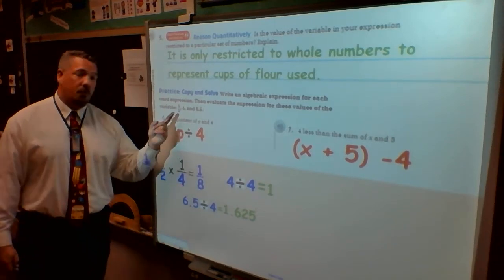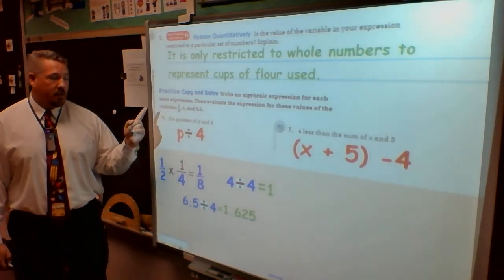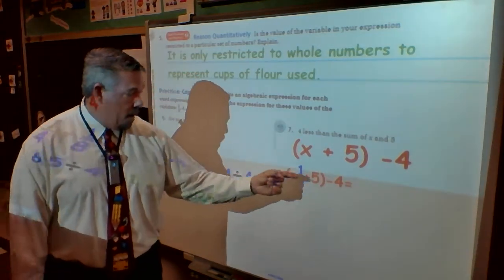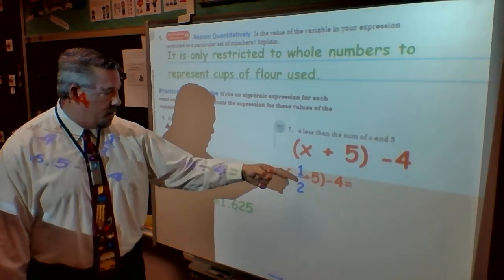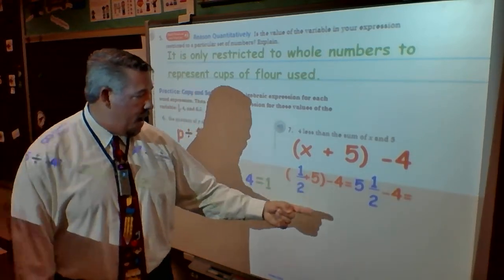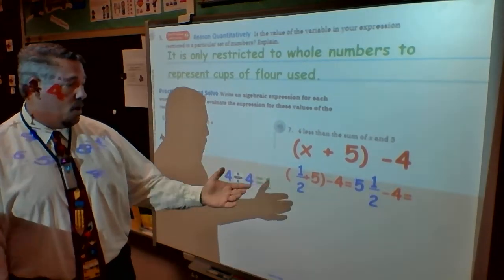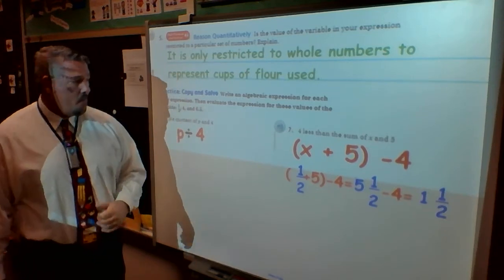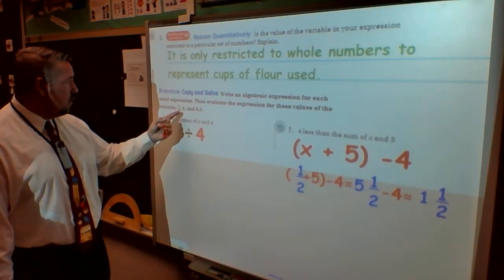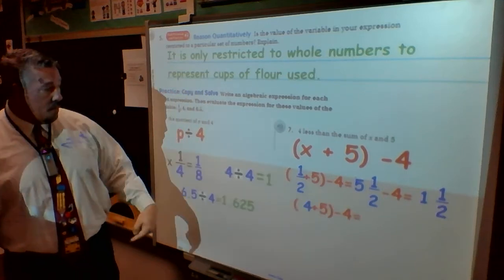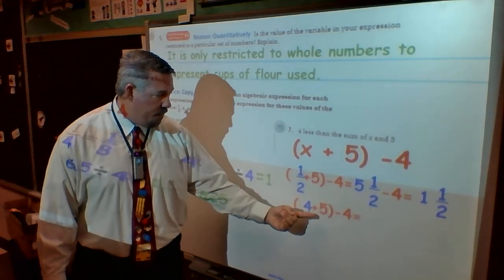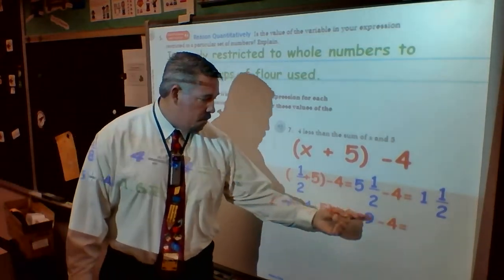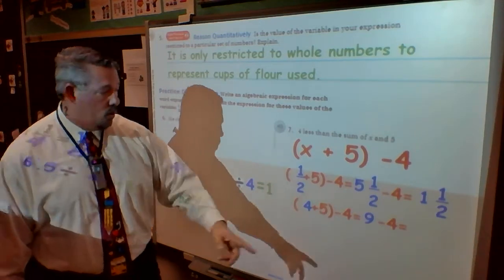Then I go back to my question and I plug in my information. So I'm going to have 1/2 plus 5 minus 4. And 1/2 plus 5 is 5.5. 5.5 minus 4. Well, I take my whole number of 5 and I take 4 from it. That gives me 1.5. My second term that I have to plug in is 4. So 4 goes in for x. So in my parentheses, I'm going to have 4 plus 5. 4 plus 5 is 9, because I do my parentheses first. 9 minus 4 is my last step, and 9 minus 4 is 5.